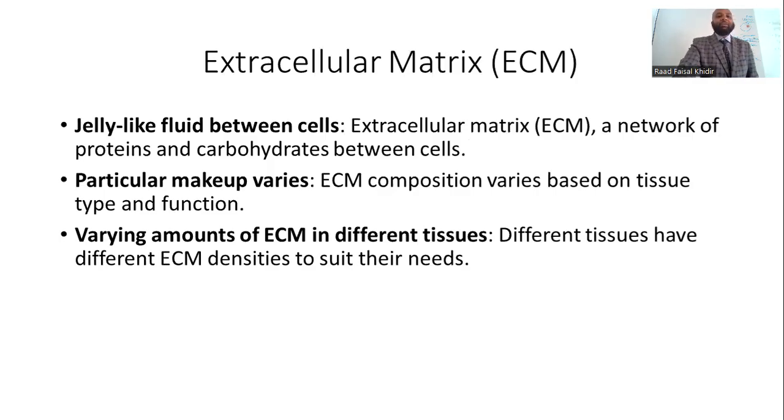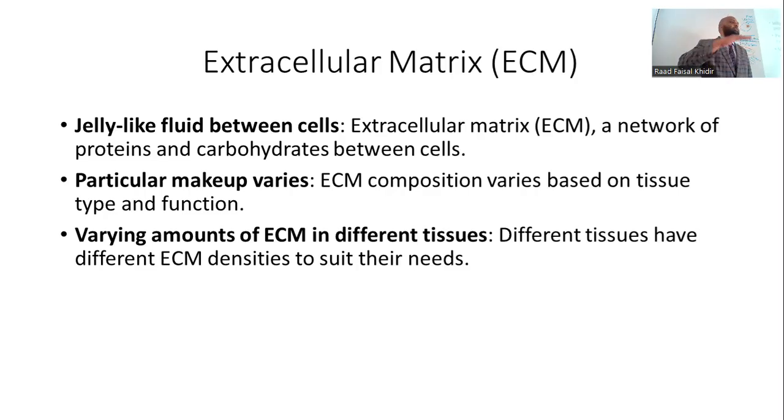The extracellular matrix is a jelly-like fluid that is between the cells, and the extracellular matrix is a network of proteins and carbohydrates, like glycoproteins and glycosaminoglycans. These proteins are associated with sugars, glycoproteins, glycolipids that are there for connection between the cells that are adjacent to one another in the tissue. The extracellular matrix composition varies based on the tissue and the type.